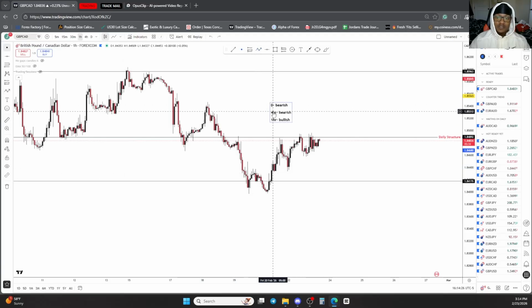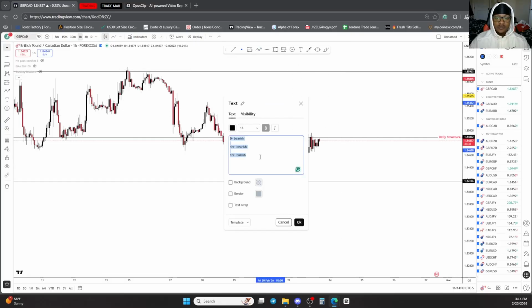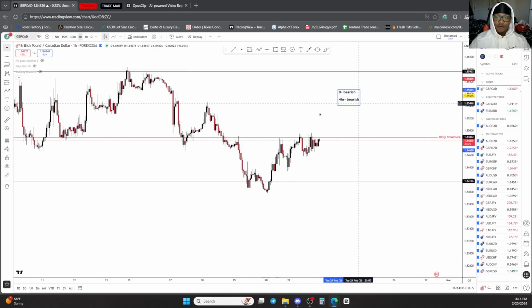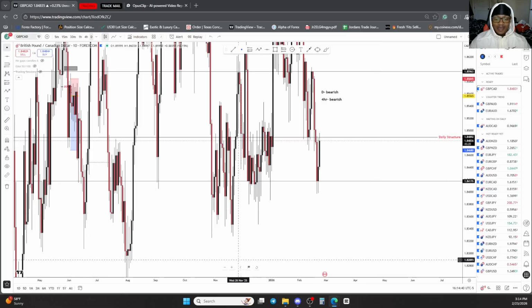So now we see that the daily and 4 hour are in sync. We should be catching a flow to market trade, which means we no longer need that 1 hour time frame. So daily and 4 hour, we're both in sync. We are in the flow to market. Where are we at now in the market?